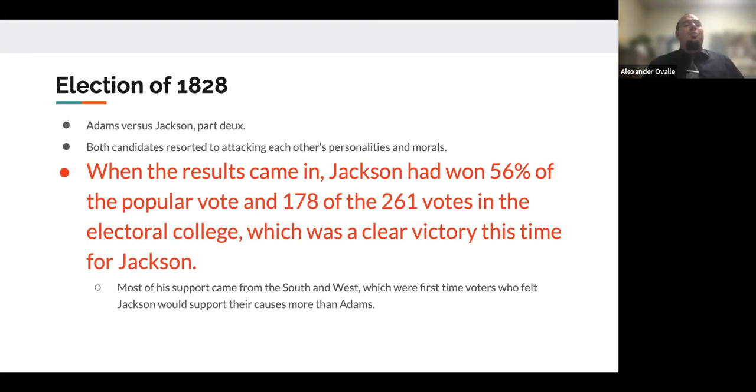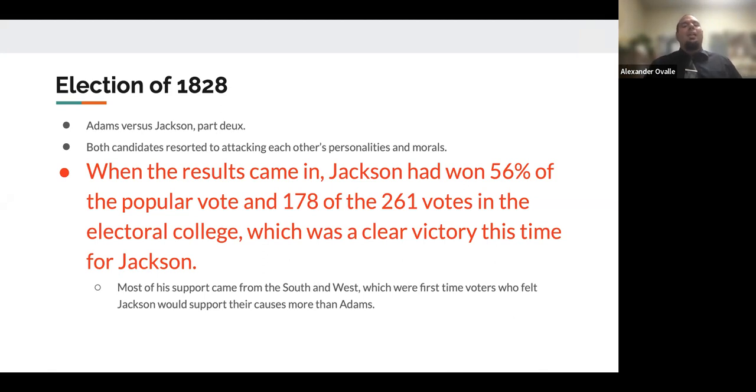The election of 1828, Adams versus Jackson Part 2. Both candidates resorted to attacking each other's personalities and morals. When the results came in, Jackson won 56% of the popular vote, 178 of the 261 votes in the Electoral College, which is a clear majority win.